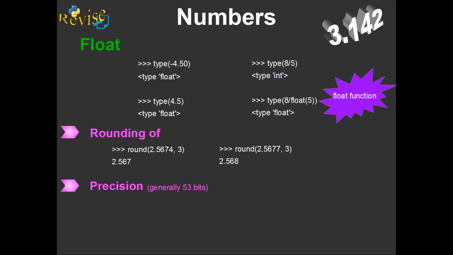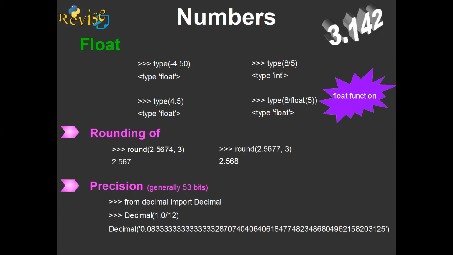Then precision. Generally, Python has a precision up to 53 bits, but it varies from machine to machine. If you want to see the precision of a particular machine or particular Python value, you have to import the decimal module. Then pass your value to it. You get here, you can see it is 56 bit, that is depending on my machine. So it's generally around 53 bits.